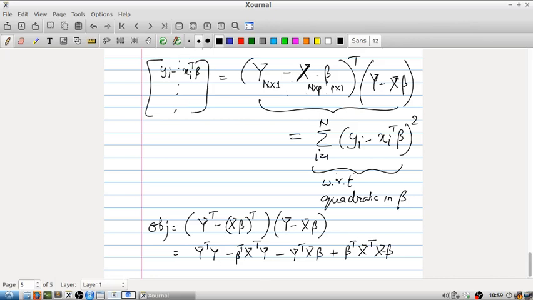So these are linear functions of beta, and this is a quadratic function of beta. Because beta is getting multiplied with beta, there will be terms like beta i squared, beta i beta j, and so on.